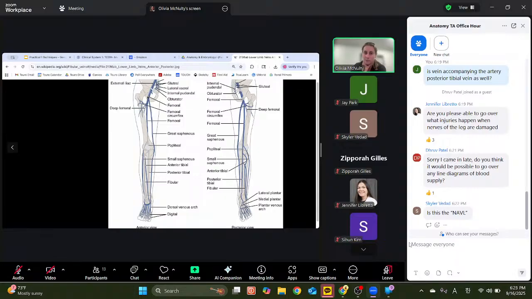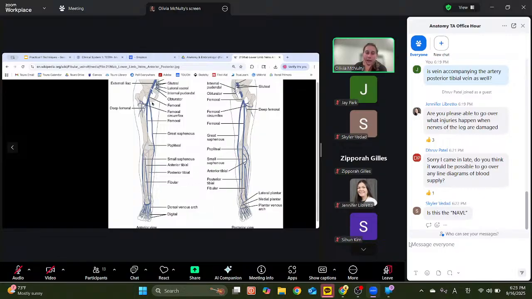I don't know if you've learned this yet or not, but this is your inguinal ligament. And so the femoral nerve, artery, and vein get into the leg by running underneath this inguinal ligament. So this is your femoral vein. And that great saphenous vein is formed from the dorsal venous arch, and then it's going to run up the medial side of your leg, and it's going to dump into the femoral vein.